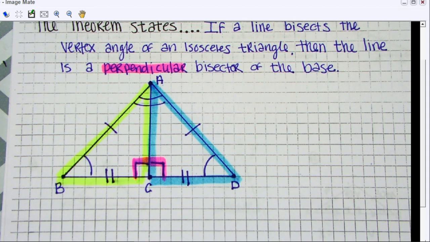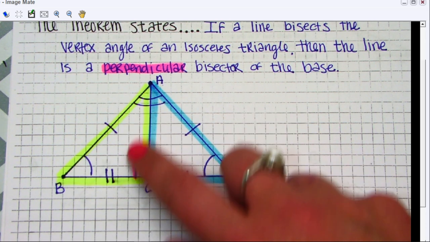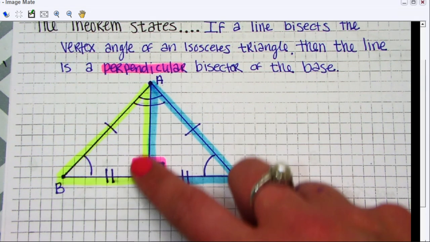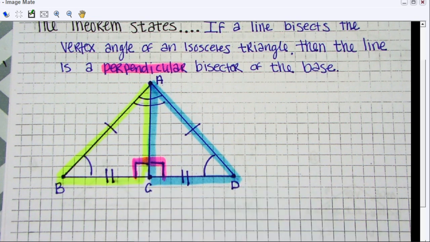How many degrees does this yellow triangle add up to? Let's review something. If I added up all these angles in the yellow triangle, how many degrees should they all add up to? How many degrees are in a triangle? 180. Good job. What about the blue one? 180 as well. So those two triangles are the same. They add up to equal 180 degrees apiece.